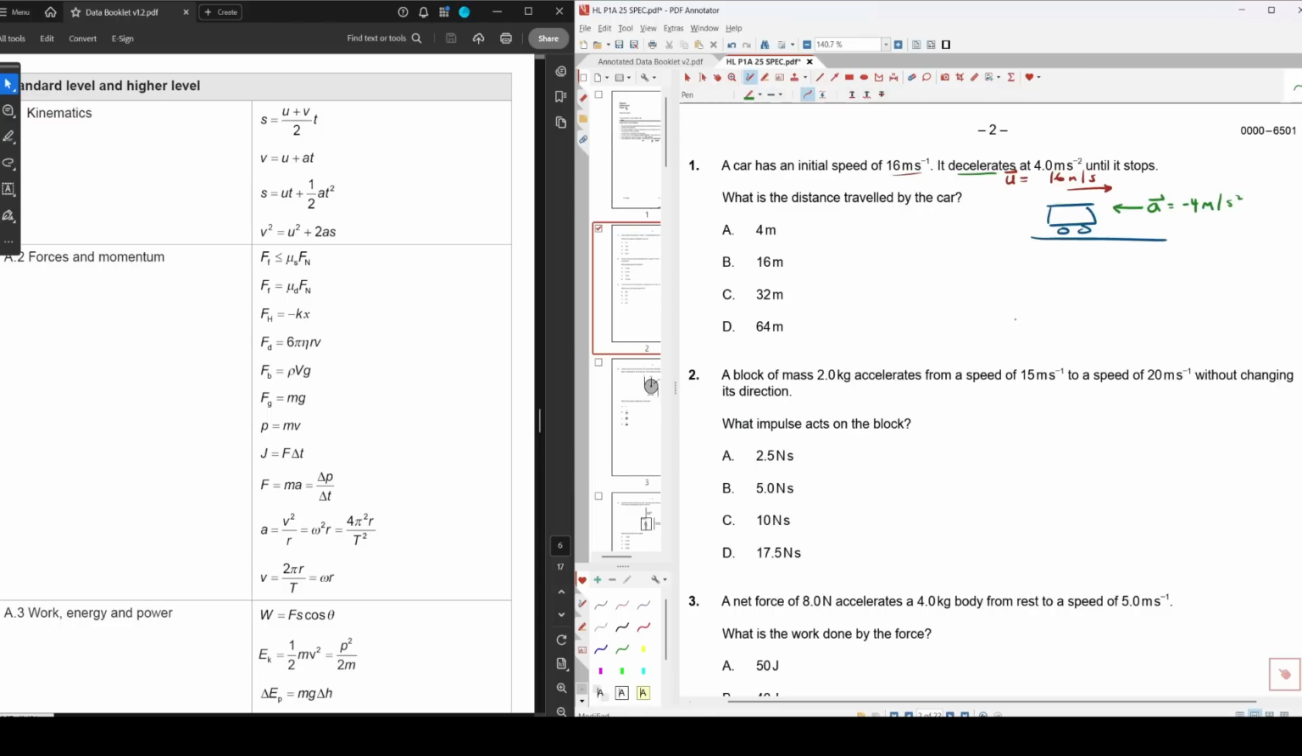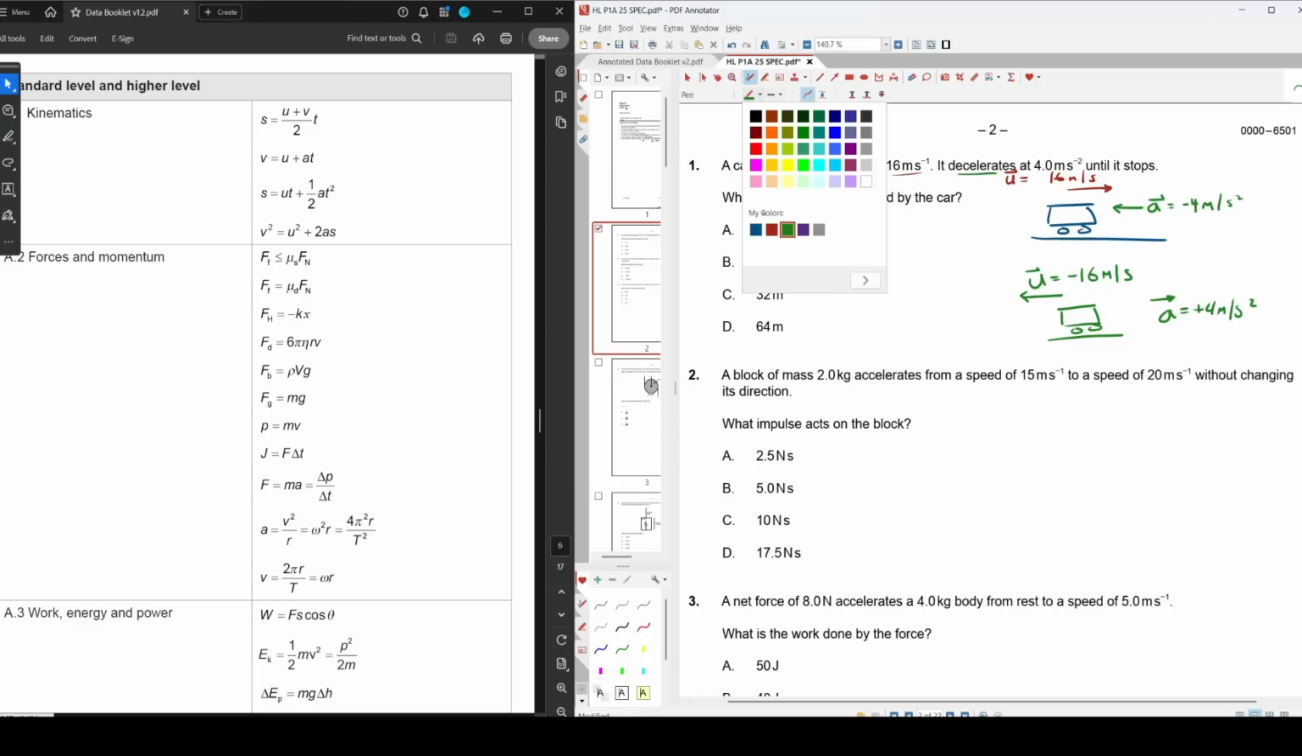You could do this problem, and I encourage you to try this problem, especially if you don't believe me. You could do it the exact opposite way. You could say this thing is moving to the left, and u is negative 16 meters per second, and a is positive 4 meters per second squared. The rule is if you're slowing down, your acceleration is in the opposite direction to your velocity. Negative acceleration does not mean slowing down, right? It just means you're changing your velocity in this direction. Okay, make sure you're okay with that.